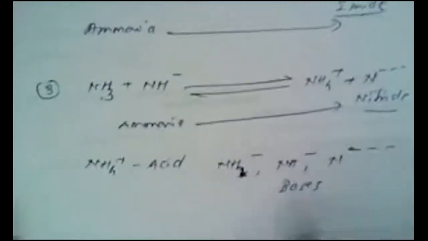NH2 minus amide, NH minus imide, and N3 minus, that is nitride. These are the products which are formed. These are regarded as bases.